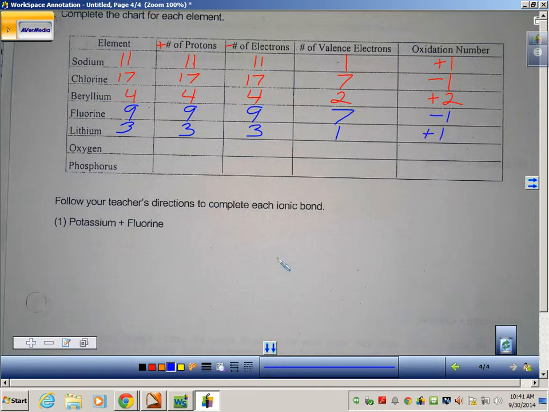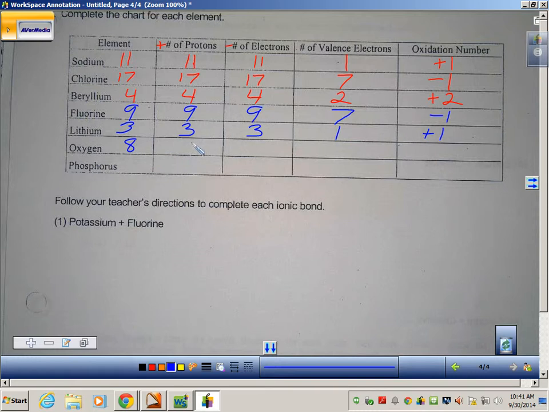What's that? An oxidation number, right? Can you have an oxidation number without an ionic bond? Say no. No. Okay. Is it an atom anymore if you have an ionic bond? Say no, it's an ion. Okay, all right. Oxygen. What's oxygen's number?